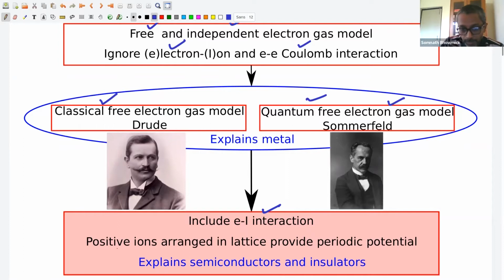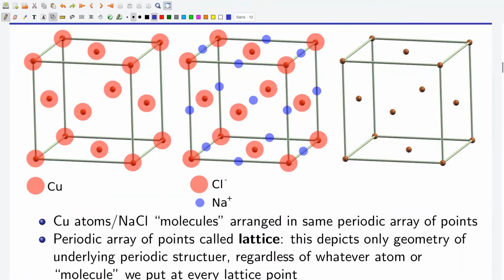Positive ions arranged in a lattice provide a periodic potential, and we need to solve the Schrodinger equation in the periodic potential. So before we do that, let us briefly understand the concept of lattice in this lecture. A picture of a copper and a sodium chloride crystal is shown here side by side. This is how the copper atoms are arranged in a copper crystal, and this is how sodium and chlorine ions are arranged in a sodium chloride crystal. Do you find any similarity between the two?